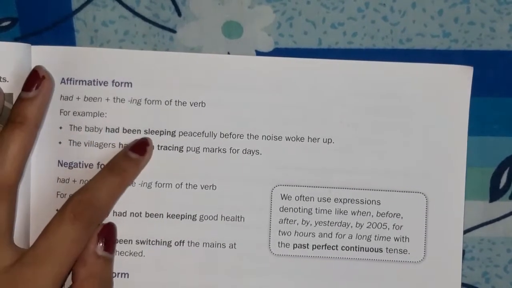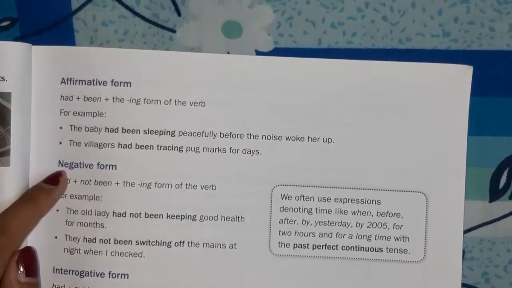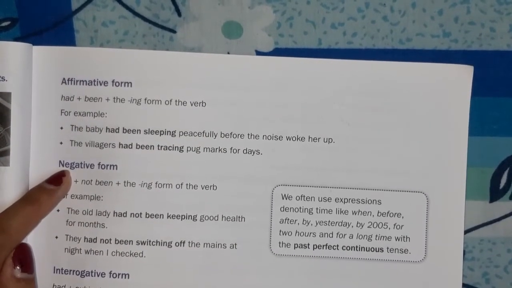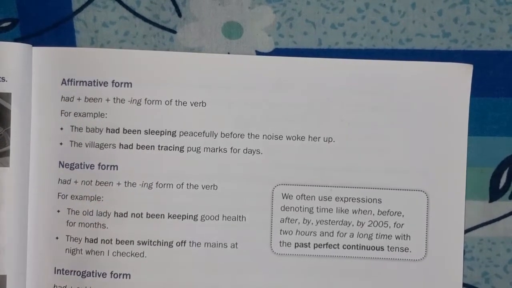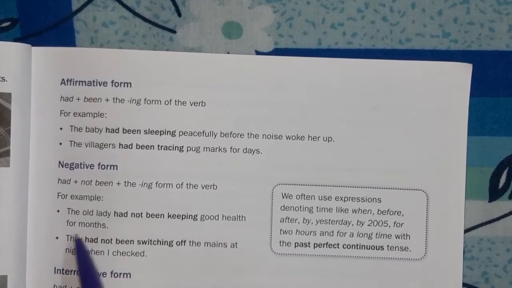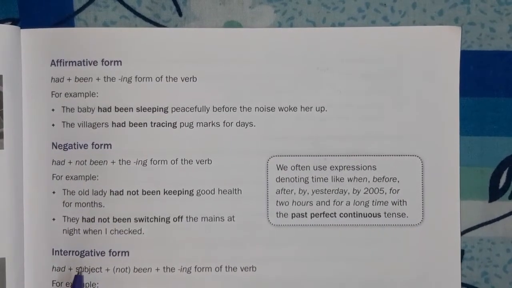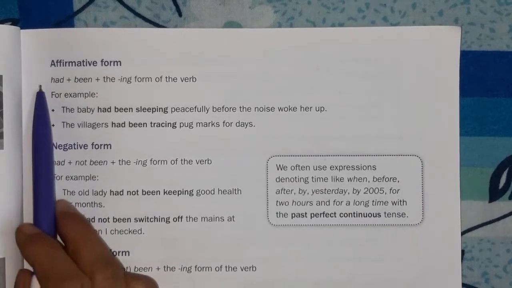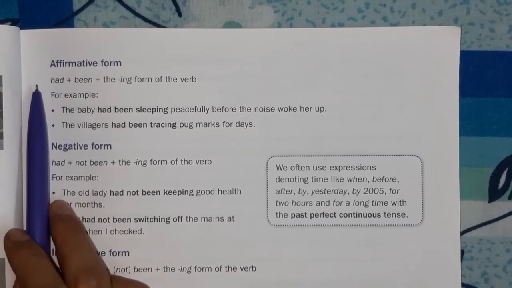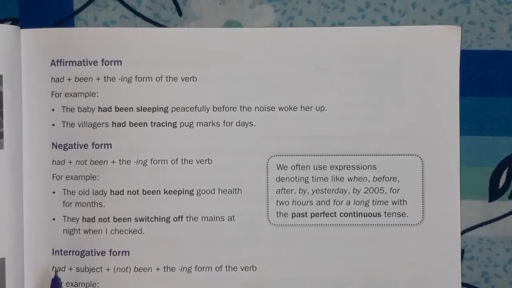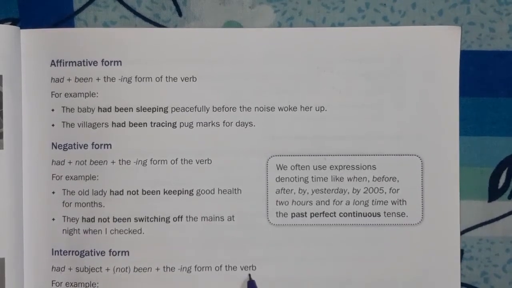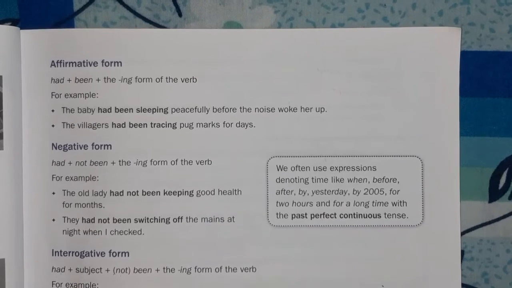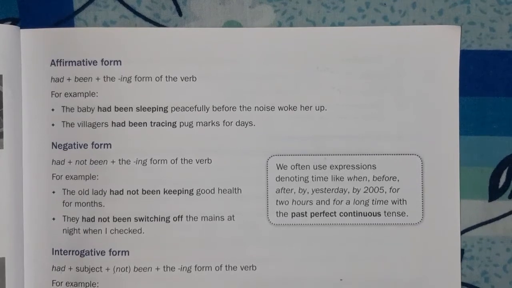The baby had been sleeping peacefully before the noise woke her up. Negative means you have to use not, and we have to use not with had, right? So had plus not plus been plus ing form of the verb. The old lady had not been keeping good health for a month. Interrogative means you have to change subject and auxiliary verb. Subject and the auxiliary verb will change their place. So had will come first, subject will go back, then not, then the same thing. Had they been receiving their salaries on time before 2015? Had Prema not been sharing her notes with you? That's it.